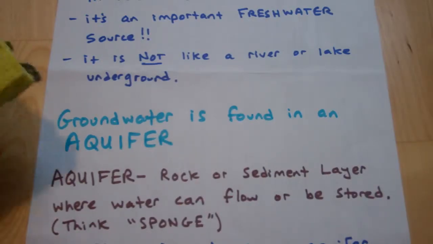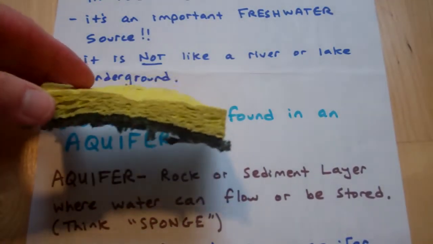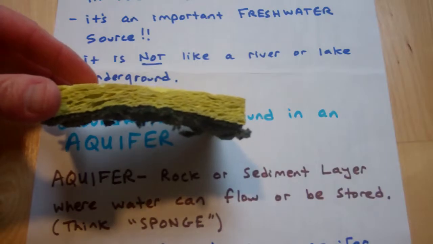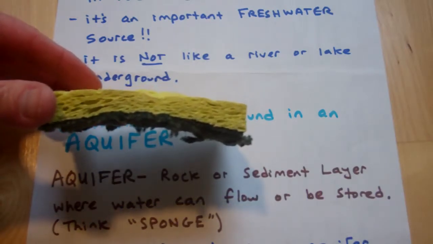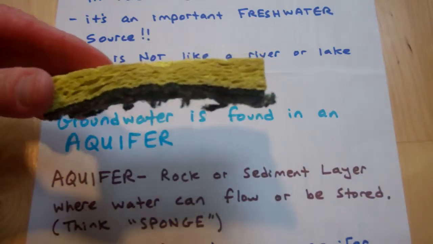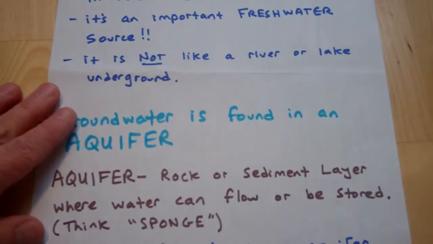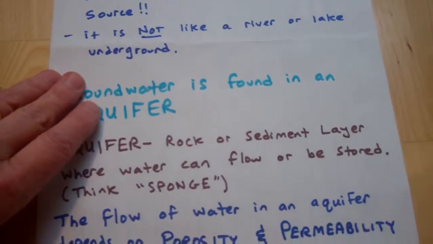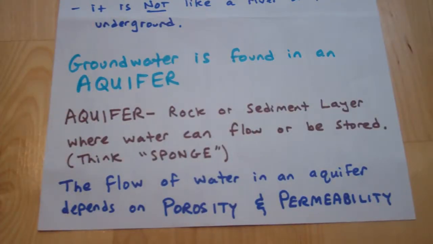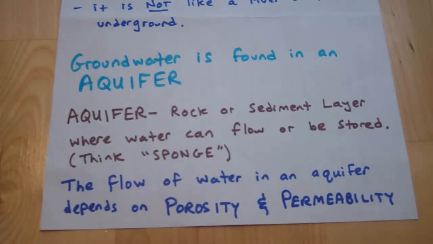So think of a sponge. So here's a sponge, and it's got pores in it, and those little spaces can hold water. Okay, so that's what an aquifer is like. Think of an aquifer as a rock layer similar to a sponge. And the water can flow through that aquifer, okay, through that solid rock. The flow of the water through the aquifer depends on its porosity and its permeability, and we will be talking about that a little bit later in a different video.